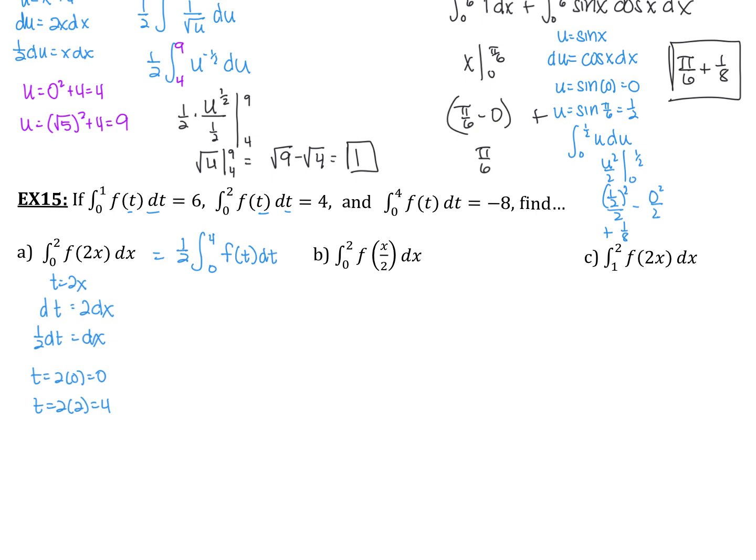I've made my substitution. I know this. This was given to me. I know that the integral from 0 to 4 of f of t dt is -8. It told me. So now I substitute in, and we get 1/2 of -8. And so my end result, or the area under this curve, would be -4. That would be -4.